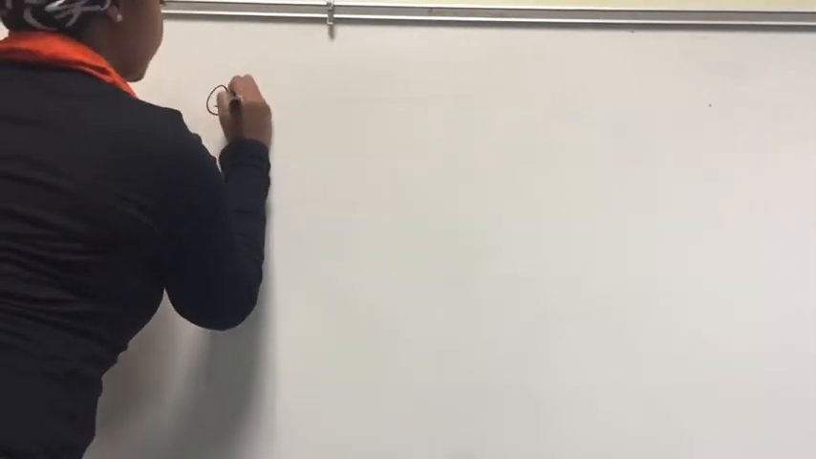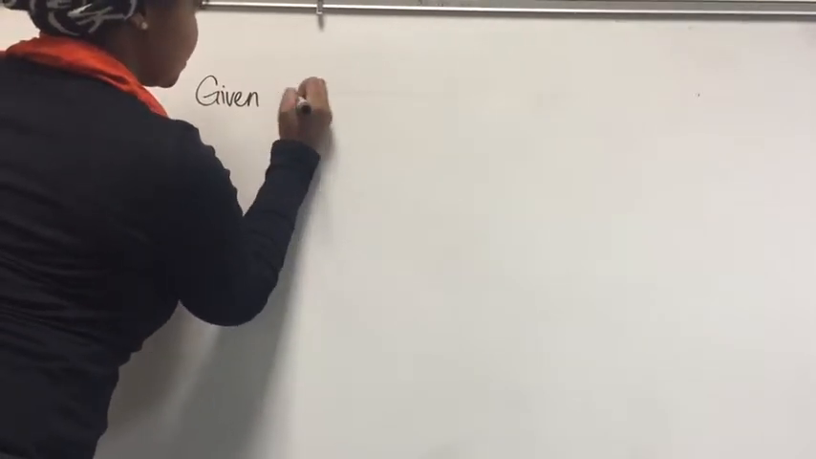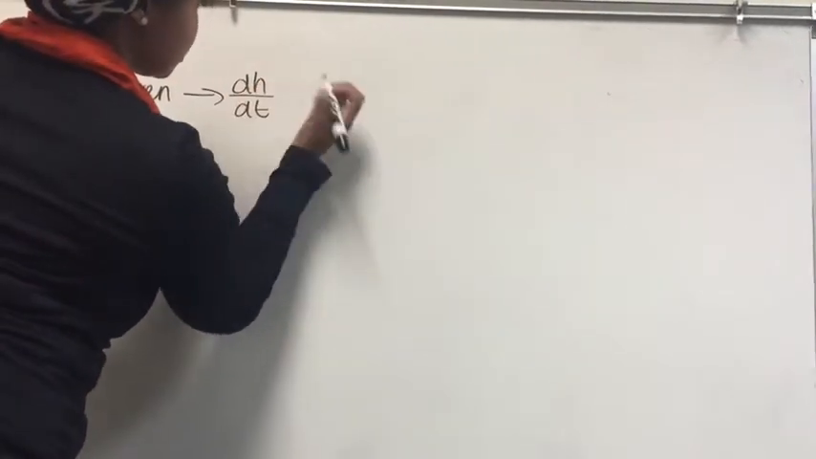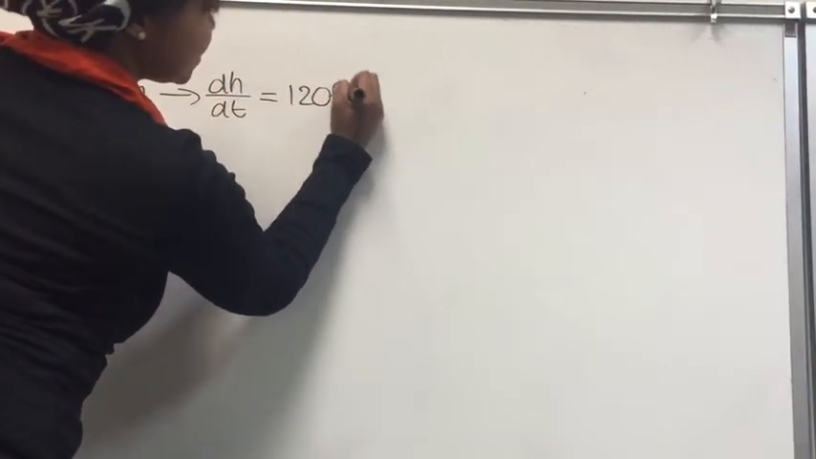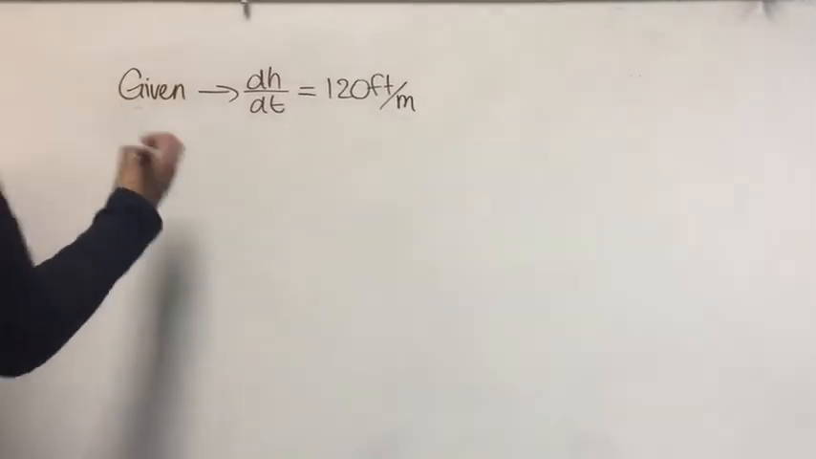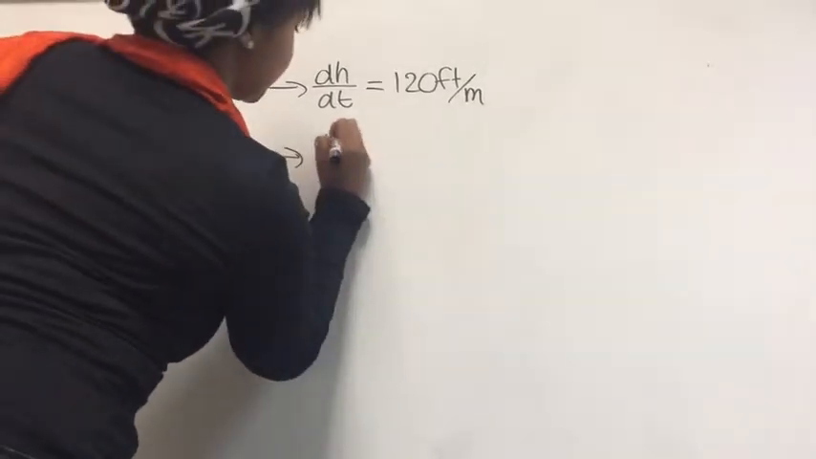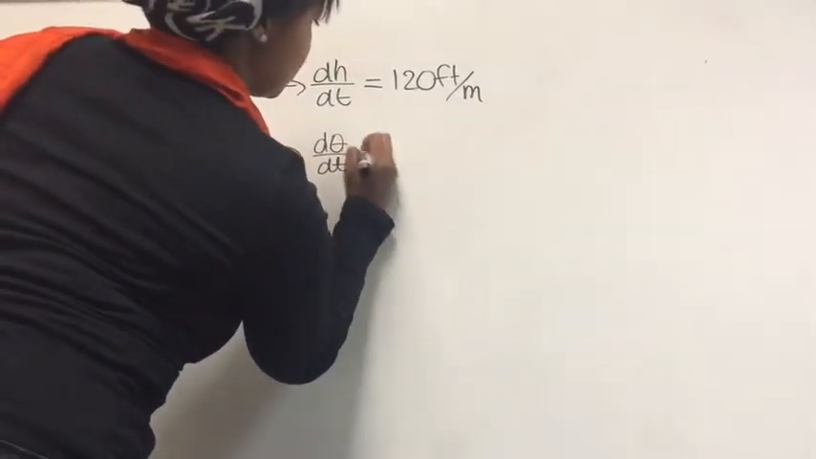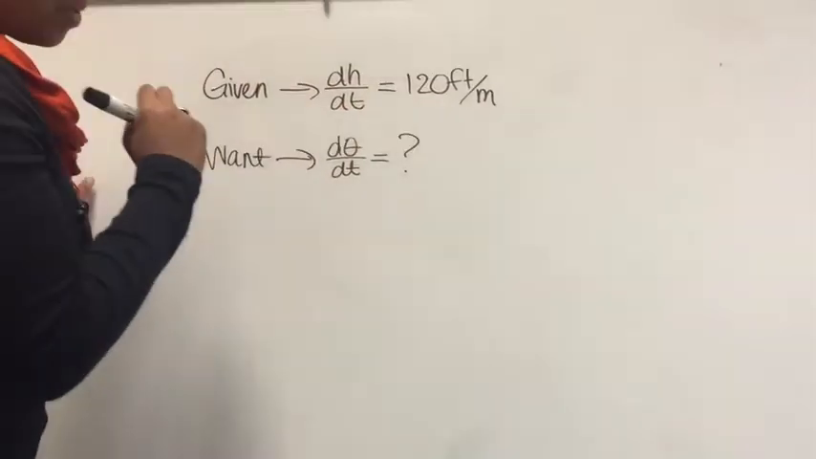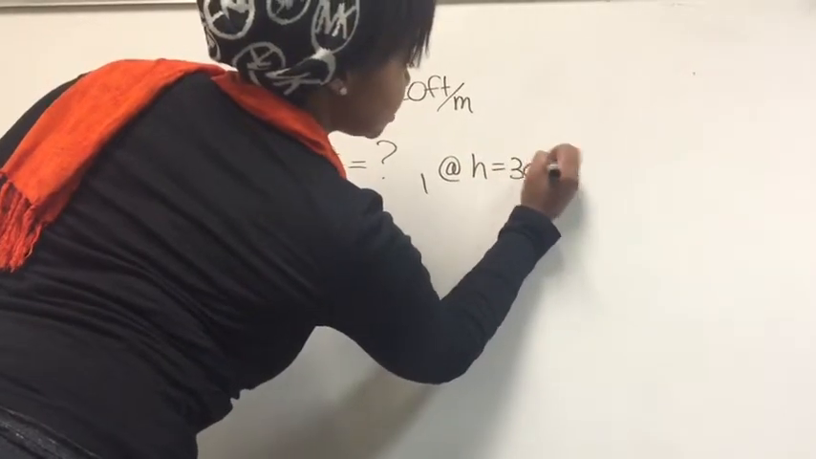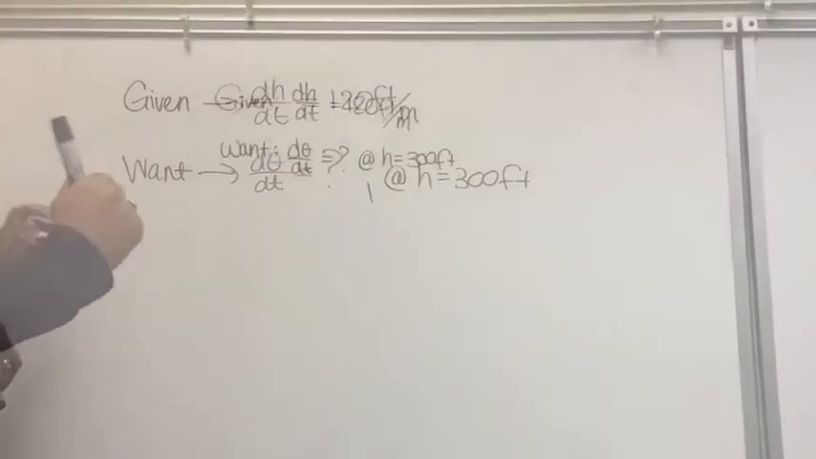Now, according to our problem, our given would be a variable we call dh dt, which is 120 feet per minute. And then what we want would be d theta dt. We're going to put a question mark because we don't know what it is. And when we want it is at h equals 300, or when the height is equal to 300 feet.